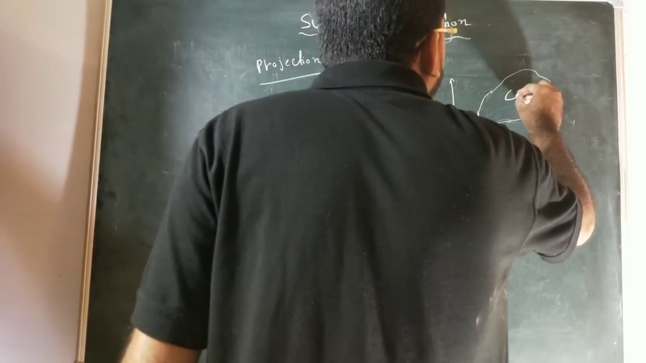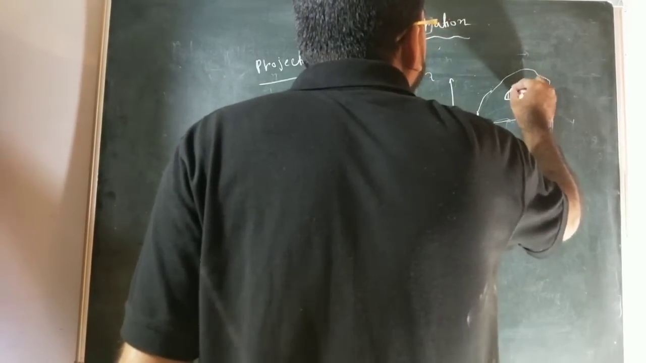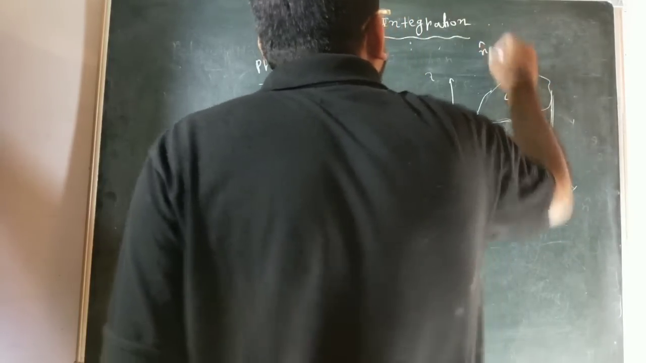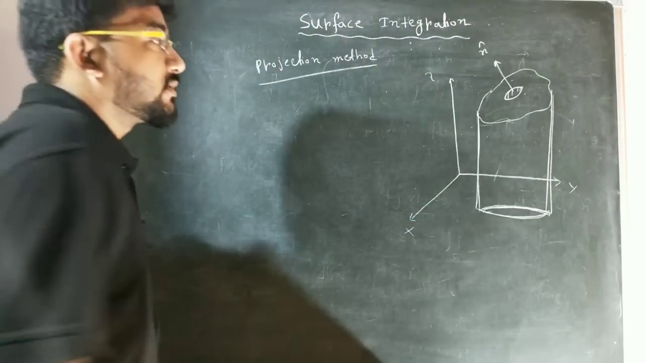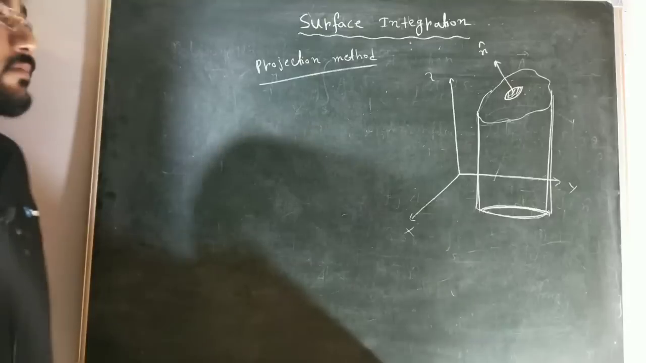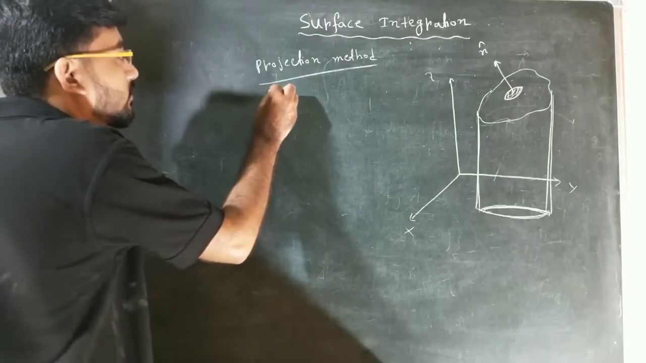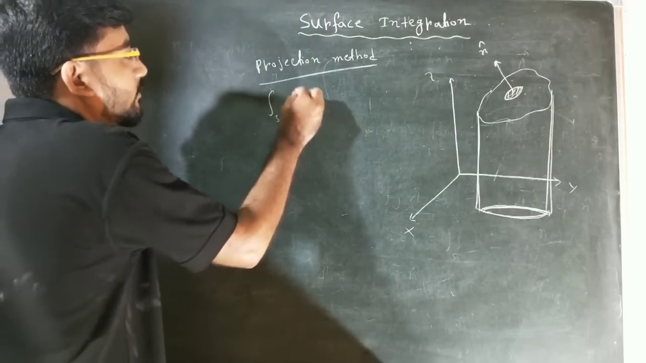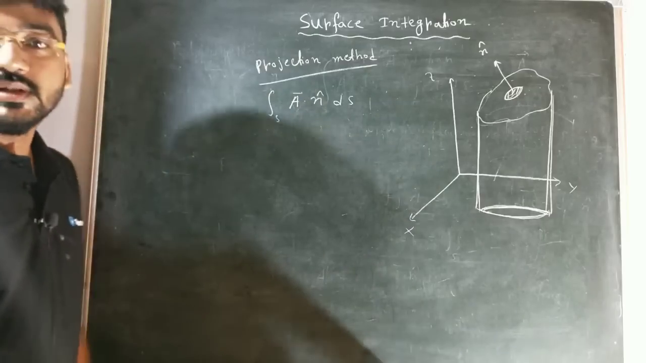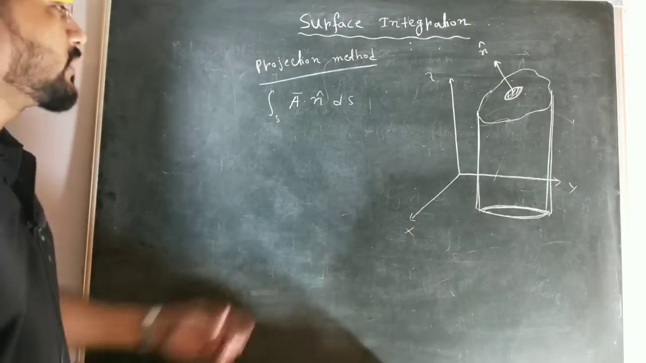Now if you have a small ds over here, which has the unit vector n cap along this direction, so this is the ds. Now if you want to solve this surface integration a dot n cap ds, then you have to find out ds and you have to choose the region where you want to solve the integration.